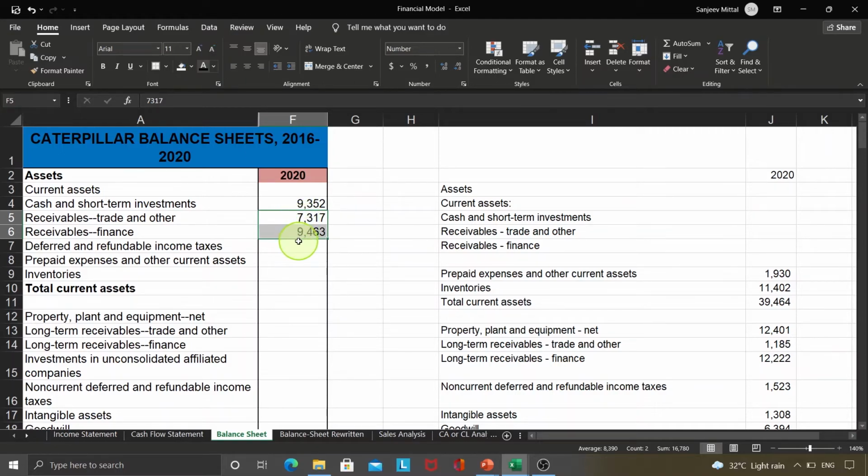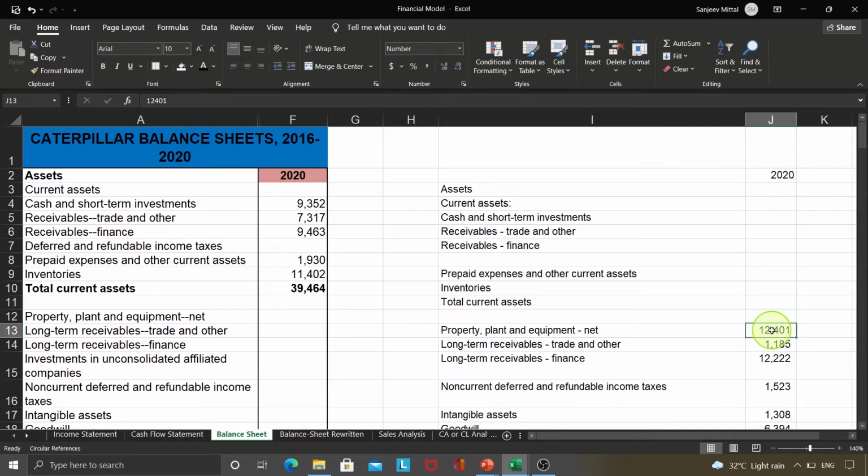After that, you can see that we have some deferred and refundable income tax, which is not here right now, so I have left this column blank. After that, there is a prepaid expense, and next one is inventories. So I have taken both of these numbers, prepaid expenses and inventories, and we have pasted these numbers here. And after that, you will have total assets of this particular number, which is 39,464, and I delete this number from here.